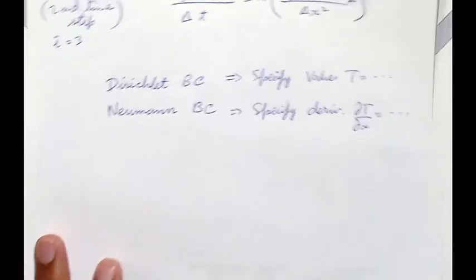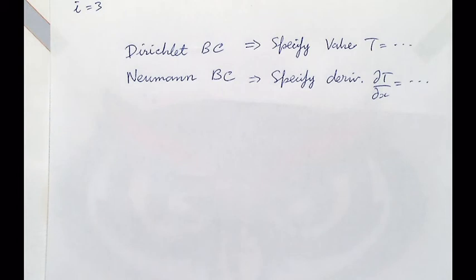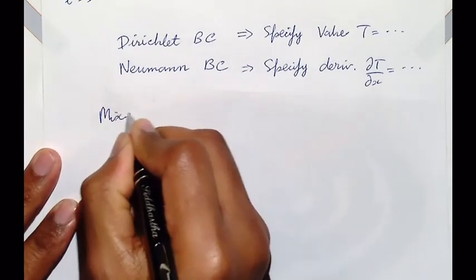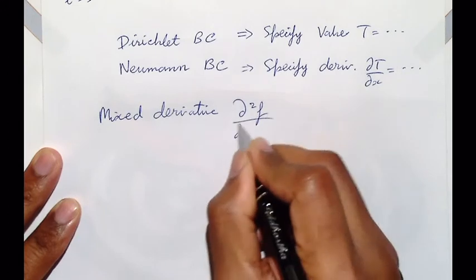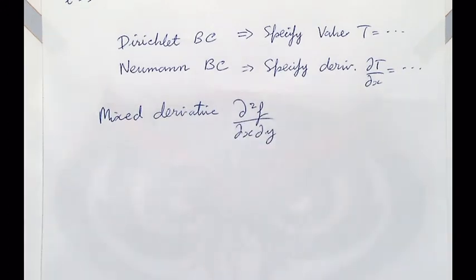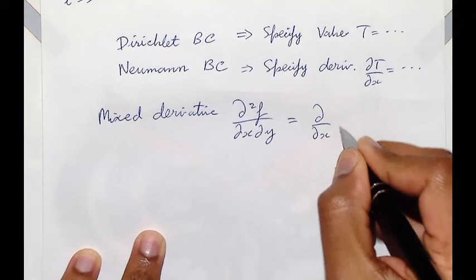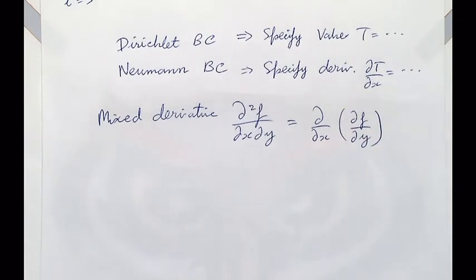Now, do you know what mixed derivatives are? For instance, you might have del 2 f over del x del y. You might have partial with respect to both x and y. How do we estimate this? I will give you one small hint. This you can write as del by del x of del f by del y. We almost never have mixed partial derivatives in fluid mechanics, but it's still useful to know.